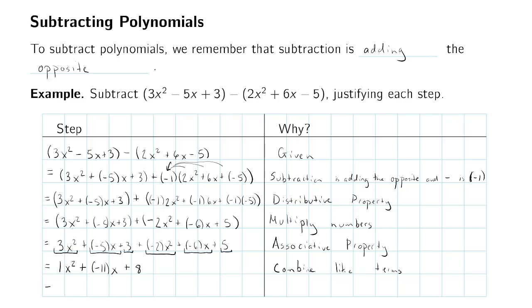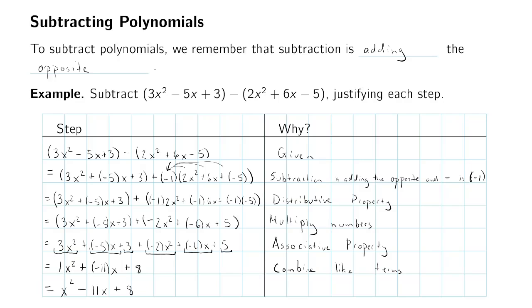And then our last step, we'll just tidy up, right? Get rid of the multiplication by -1. Adding -11 is the same as subtracting 11. And there we are. The result of the subtraction is just x squared minus 11x plus 8.